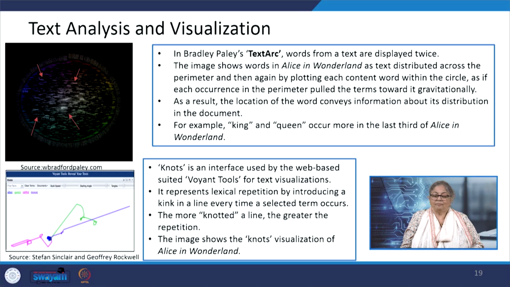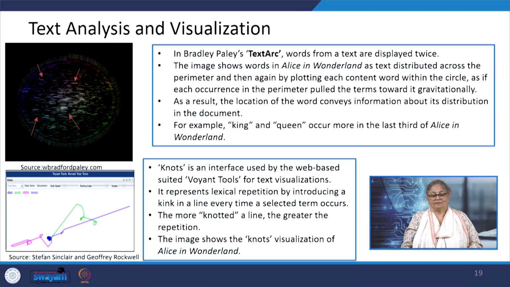In the first example, we find that Paley's text arc shows words in Alice in Wonderland as text distributed across the perimeter, and then again by plotting each content word within the circle, as if each occurrence in the perimeter pulled the terms towards it gravitationally. As a result, the location of the word conveys information about its distribution in the document. For example, King and Queen occur more in the last third of Alice in Wonderland.